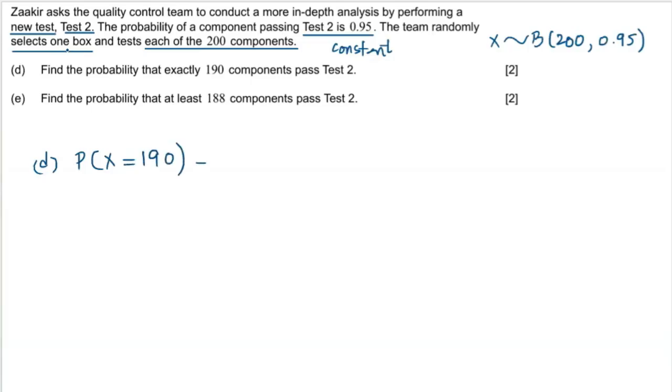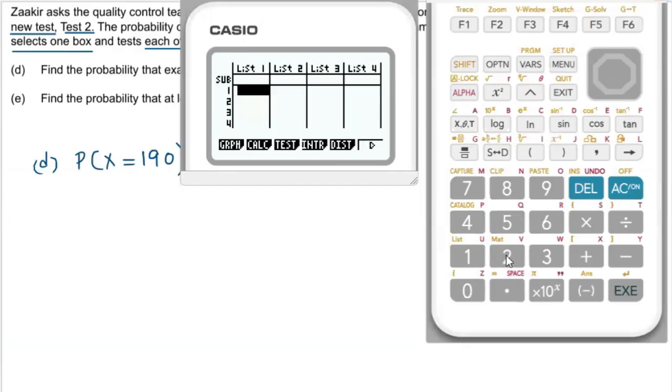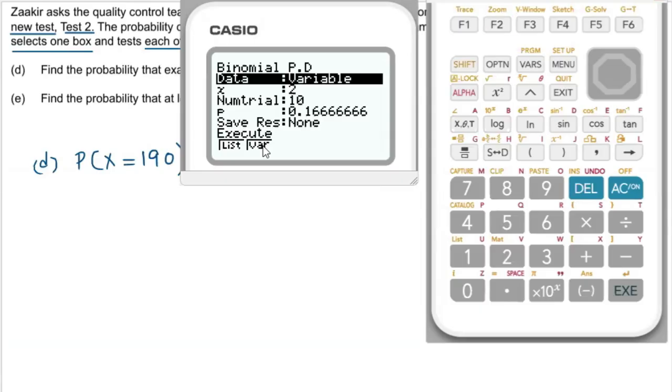This is exactly. So now, how do we solve this on the graphing display calculator? Go to menu, go to stats, go to distribution, but this time not normal. Instead, choose binomial distribution. Since it's equal to 190, press PD. Go to variable. Now for X, you will write 190.